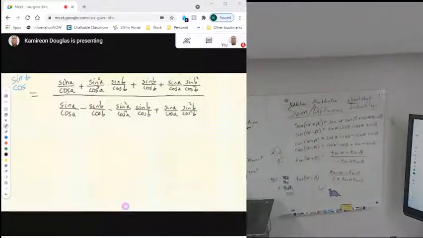Okay. Go ahead. If I want to convert these into one big fraction, they all have to have the same denominator. One more time. If I want to combine these all into one big fraction, they all have to have the same denominator. Those are cosine A's and cosine B's. And they're different. So one has a cosine A and the other one has a cosine B. I don't have the same denominator.